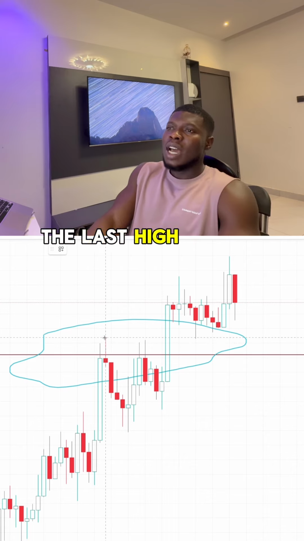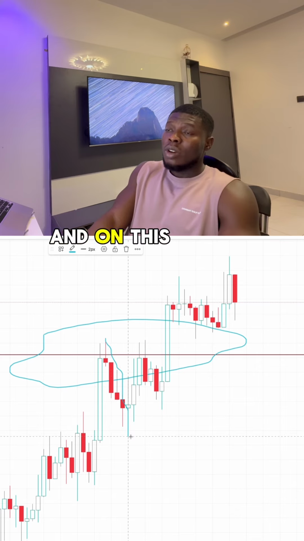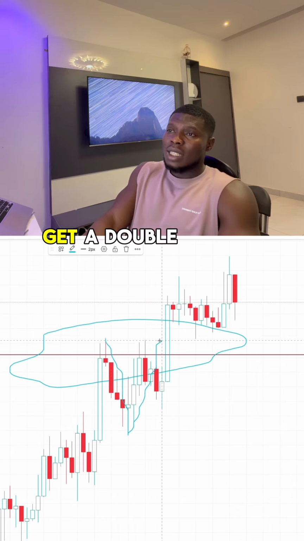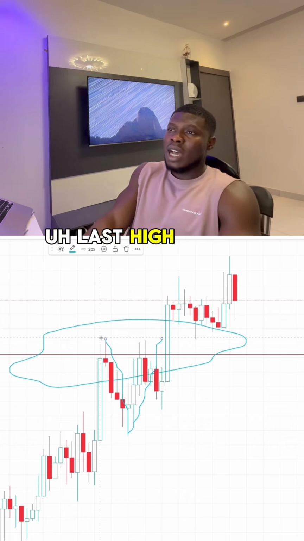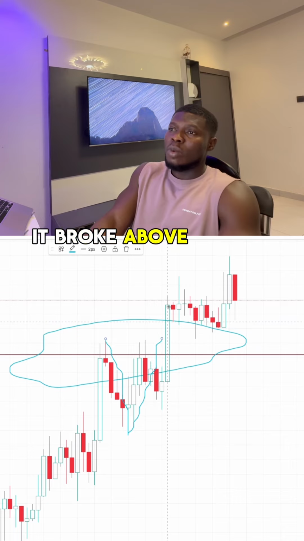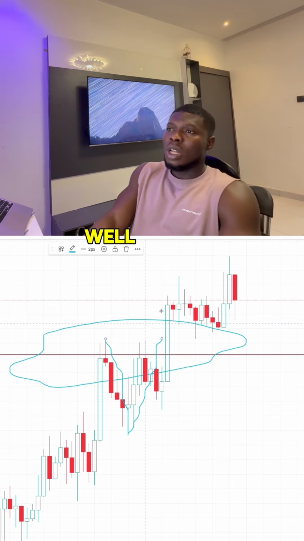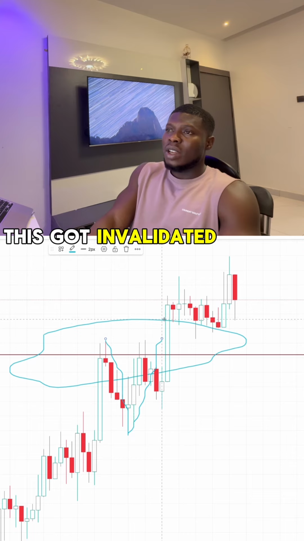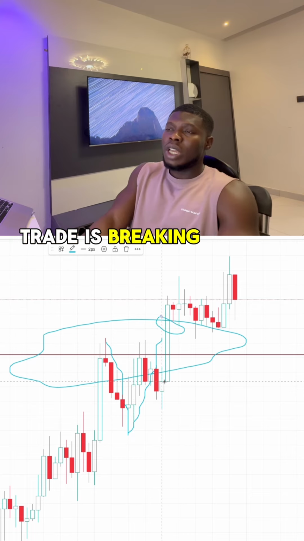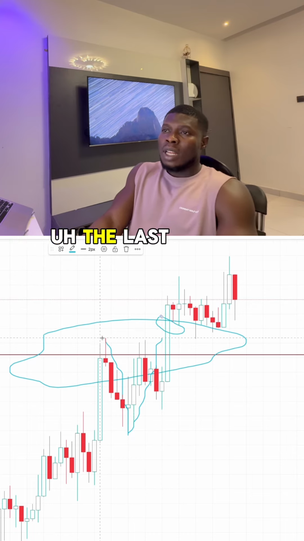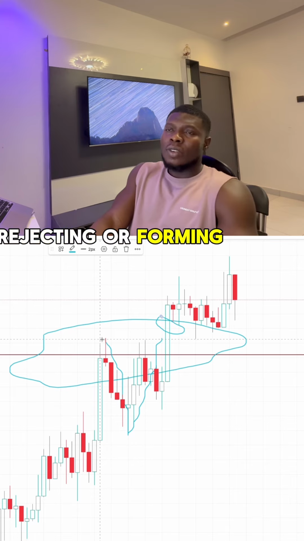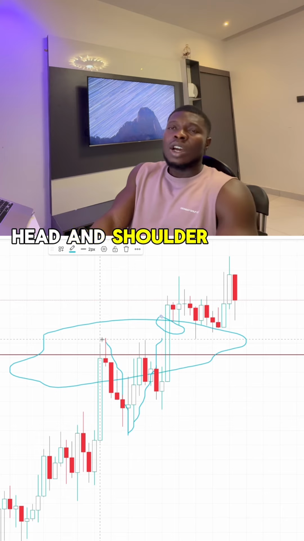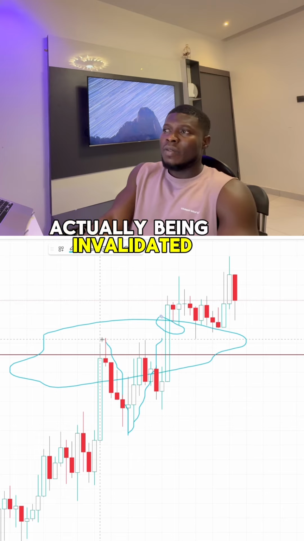This was the last high, and on this we needed to get a double top. A double top is when the price is equal. This didn't get to this last high, but when it got here, it broke above here. So on the 4 hours as well, this got invalidated. When your trade is breaking the last resistance, instead of rejecting or forming a double top or inverse head and shoulder, you know that the trade is actually being invalidated.